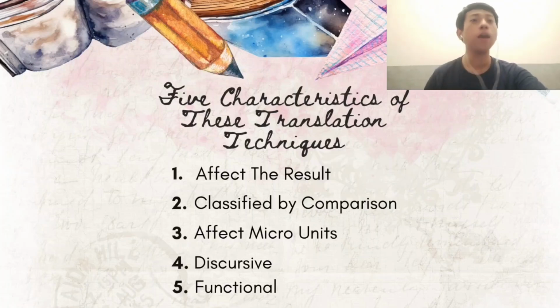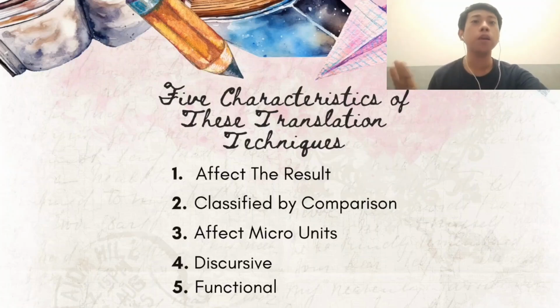To help us identify them, they provided 5 essential characteristics that we should all keep in mind today. First, techniques actually affect the result because they aren't just plans in the translator's head, they are the visible shift in the final translation. Second, they are classified by comparison, so you cannot identify a technique by looking only at the translated sentence alone. You must compare the target text against the source text to see the movement of language that happened.